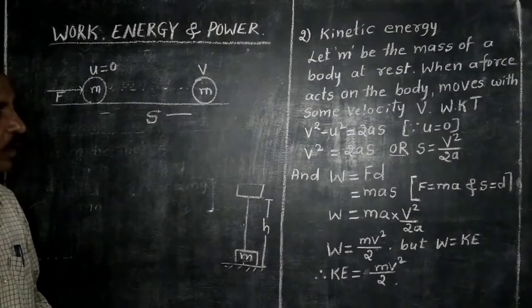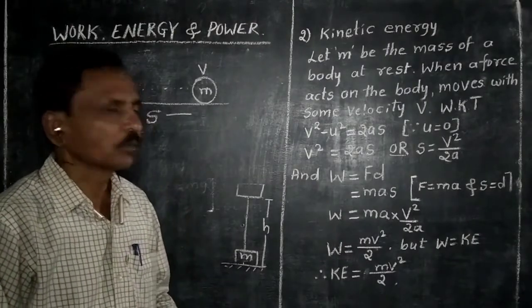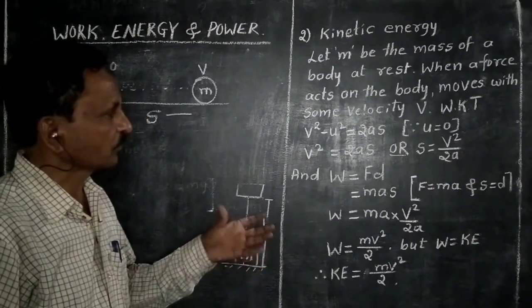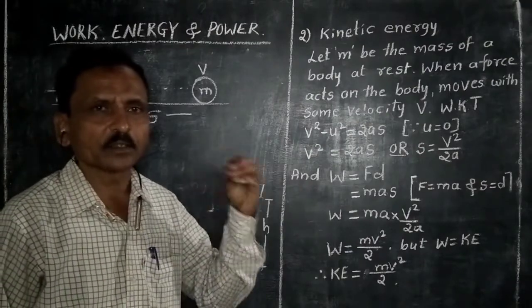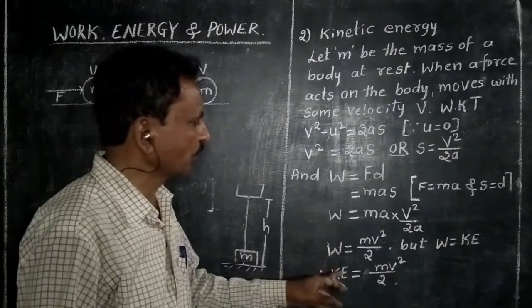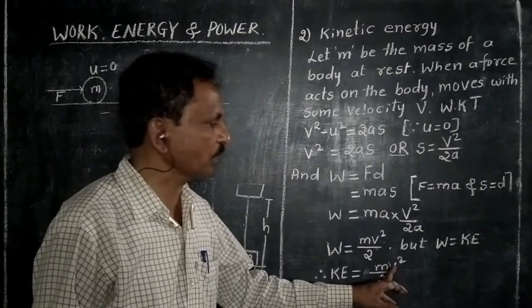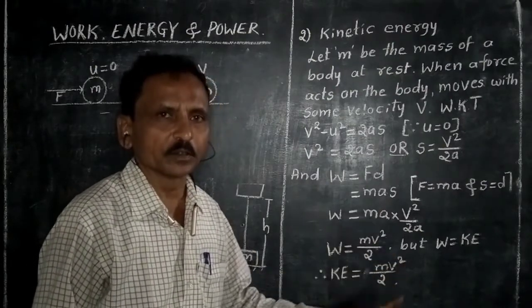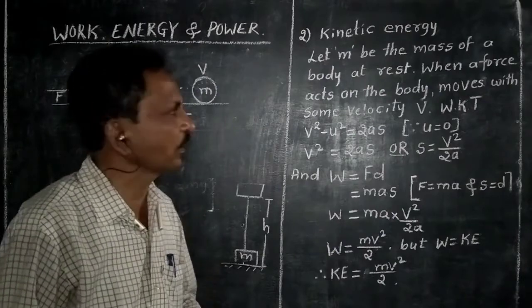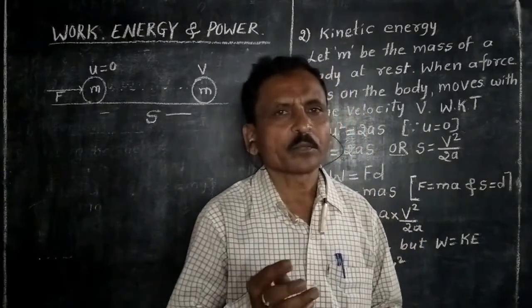Hence kinetic energy of a body is half the product of mass and square of the velocity, and the unit of energy, whether potential energy or kinetic energy, is joule. Clear? Kinetic energy is directly proportional to the square of its velocity. As velocity increases, kinetic energy also increases. As velocity decreases, kinetic energy decreases. Clear?